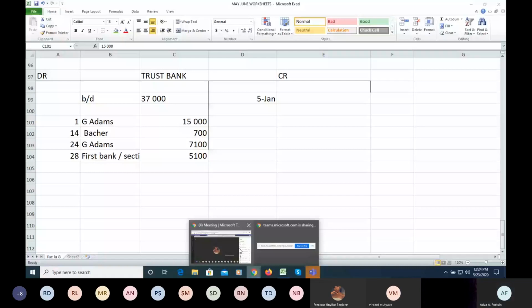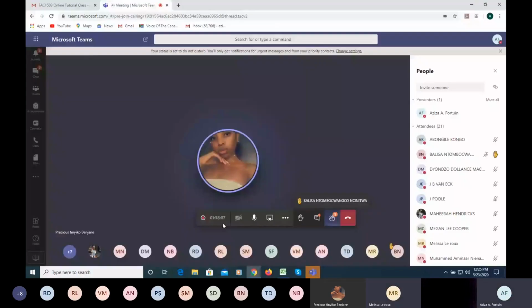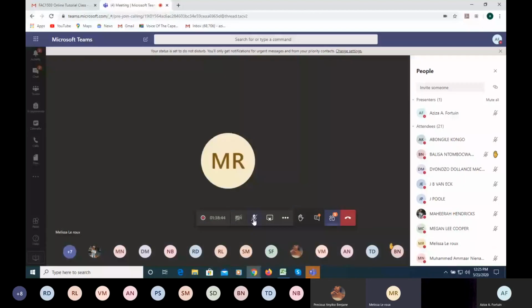Okay, anybody else? Can I ask why you put the 5,100 on the debit side? Because on the 28th, Candace attorneys withdrew the 5,000 invested on the 6th of May, and interest on the investment amounted to 100. They actually received 5,100 rand. So if the attorney withdrew something, they received the money.